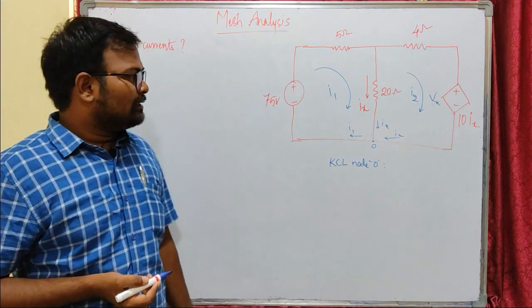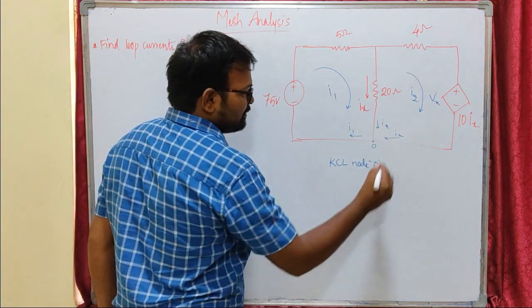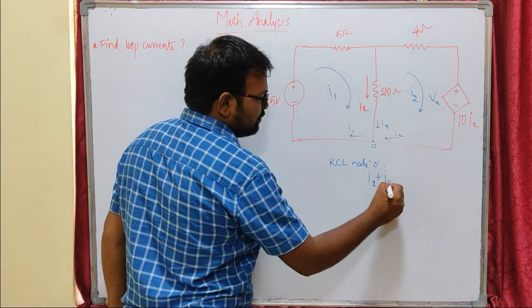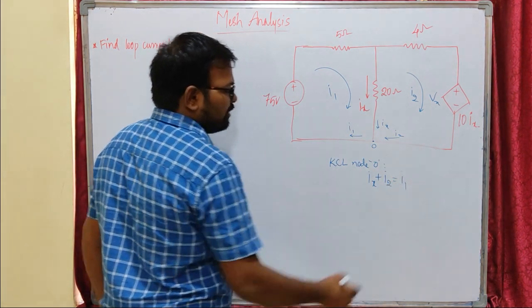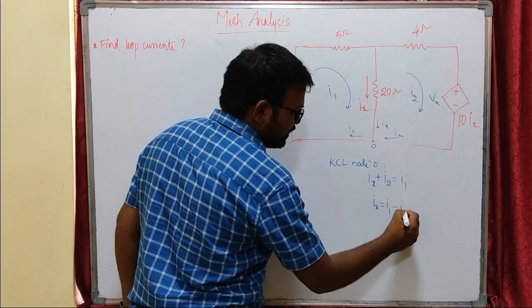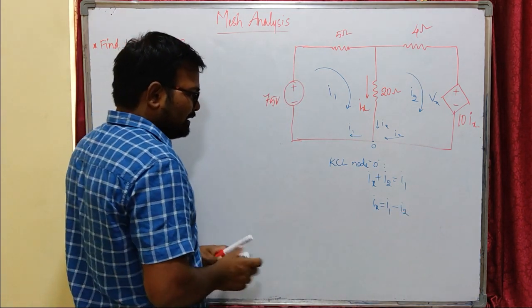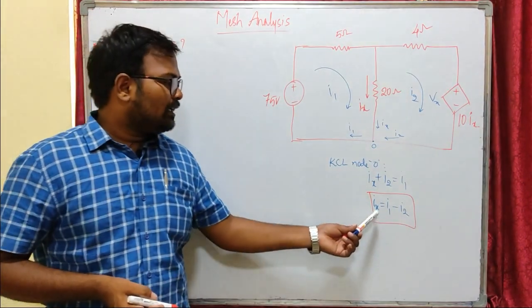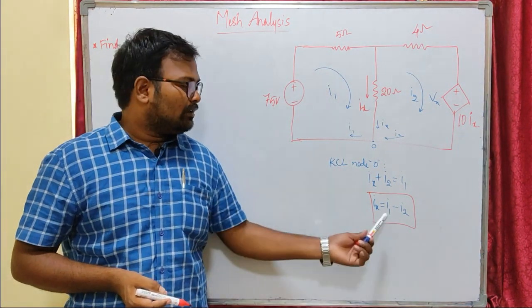When you apply KCL, entering current is equal to leaving current. Entering current is Ix plus I2, which should be equal to the leaving current, I1. That means Ix can be written as I1 minus I2. So I am going to define Ix in terms of I1 and I2. I have to replace Ix with I1 and I2 so that we can calculate I1 and I2.